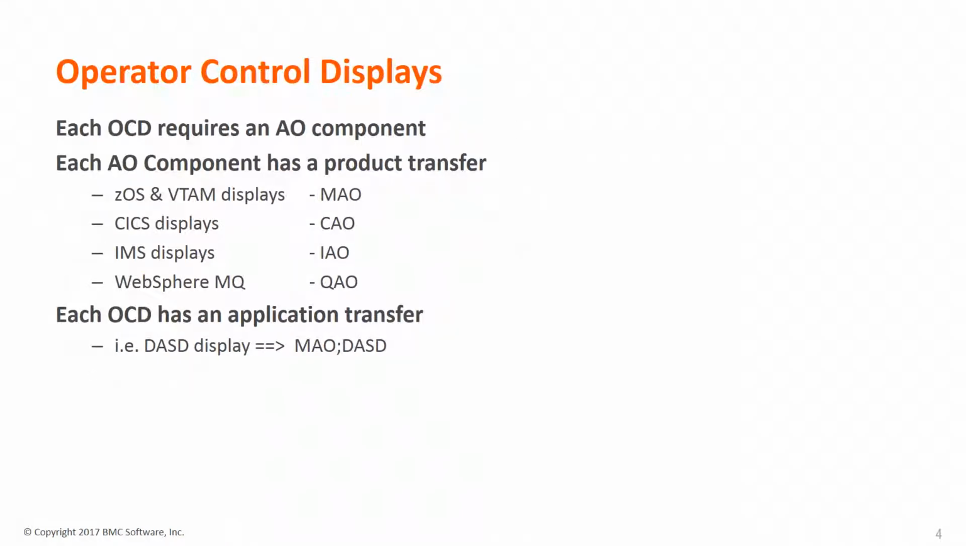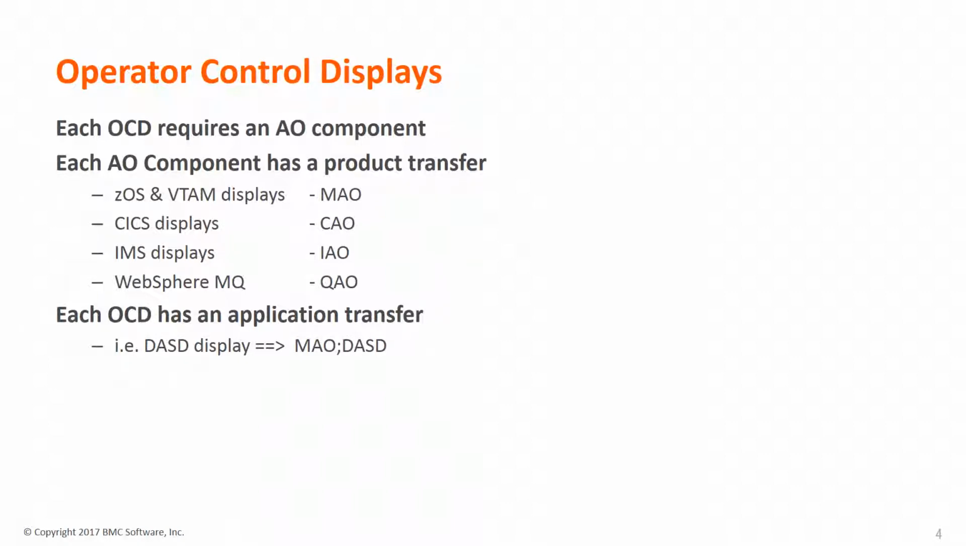Each OCD requires that the appropriate AO component is licensed. So if I want access to the IMS OCDs, I need to have a license for AutoOPERATOR for IMS. So each of the AO components that are licensed has a product transfer that will take you to the menu for the OCDs for that solution.